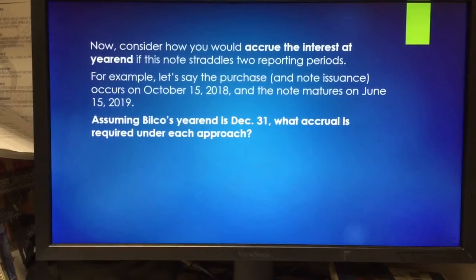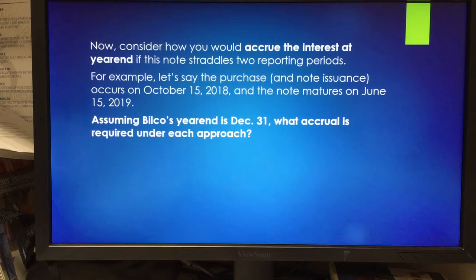Now let's complicate it with just a little bit of a twist here and say, well, let's consider how we would accrue the interest at year end if this note in fact straddles two reporting periods. For example, let's say the purchase and the note issuance occurs on October 15 of 2018 and the note matures on June 15 of 2019. Assuming Bilco's year end is December 31st, what accrual is required under each approach?